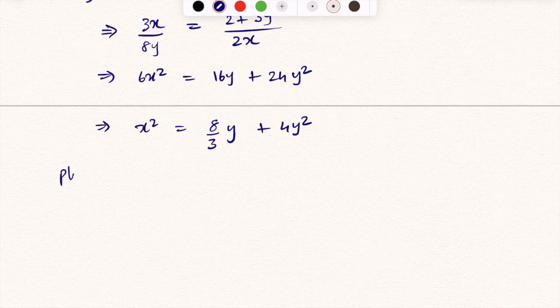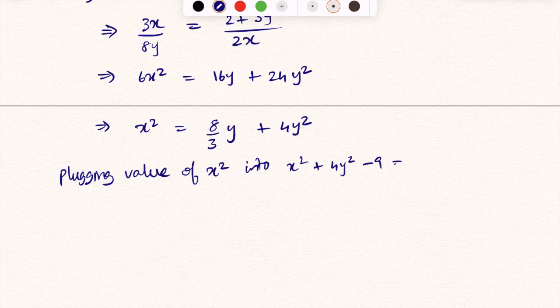So plugging the value of x squared into x squared plus 4y squared minus 9 equal to 0, we end up with 4y squared plus 8 third y plus 4y squared minus 9 equal to 0.